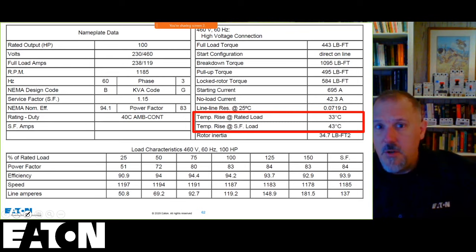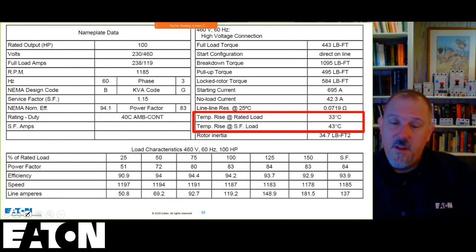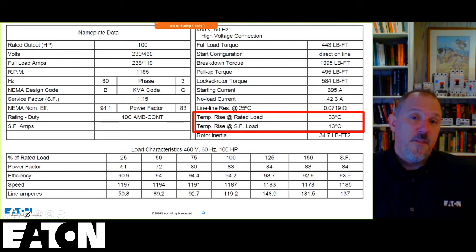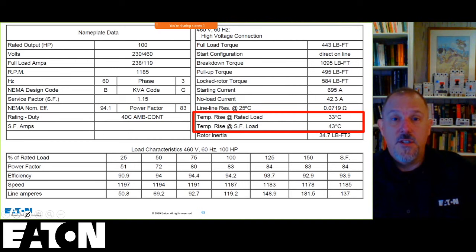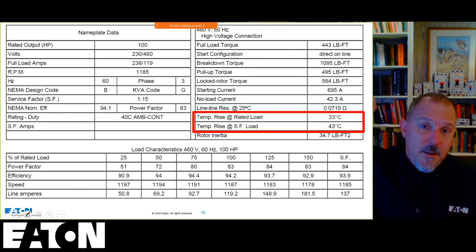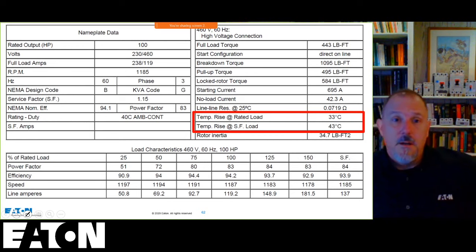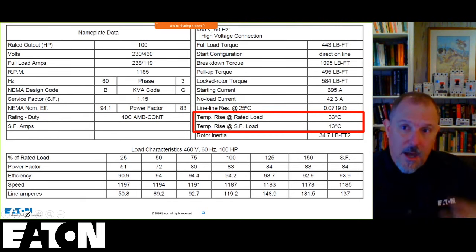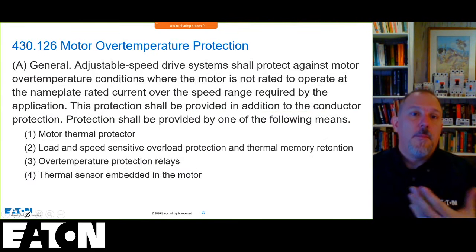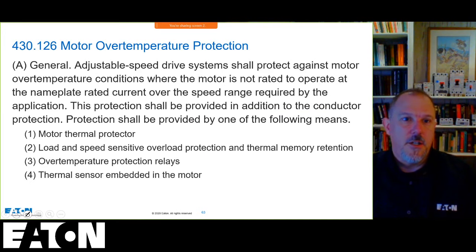So for this motor, we have a lot more information. You'll have a lot more information on this 100 horsepower motor than you'll have for a little 30 horsepower motor or a 10 horsepower motor. And you won't have as much information for this 100 horsepower motor as you'd have for a 1,000 horsepower motor or some larger, huge, big hunk of burning love. So those larger motors are going to give you a lot more data and information to determine your proper motor over temperature protection.